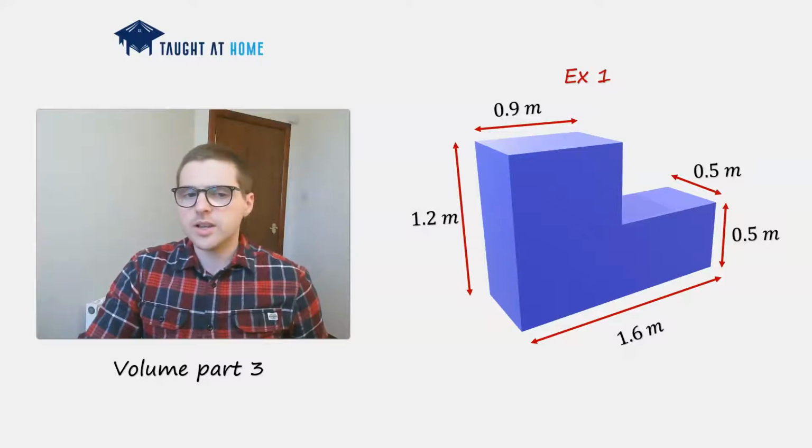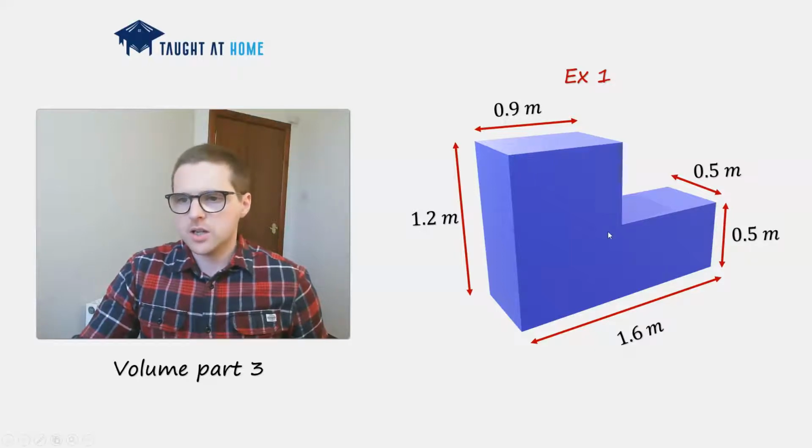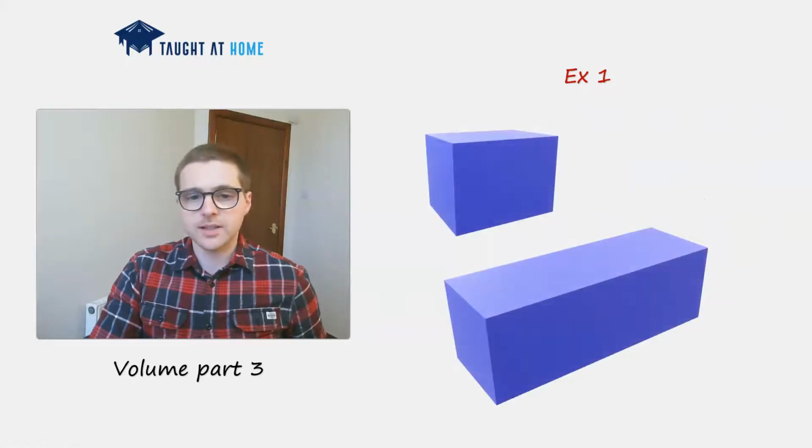So there's various ways that you can calculate this, but the way that I'll be showing you is by thinking of this as two separate shapes. So we've kind of got a smaller cuboid at the top here, and that's on top of a larger, more elongated cuboid at the bottom. So we can split them up like this.